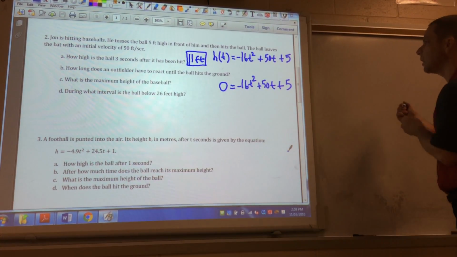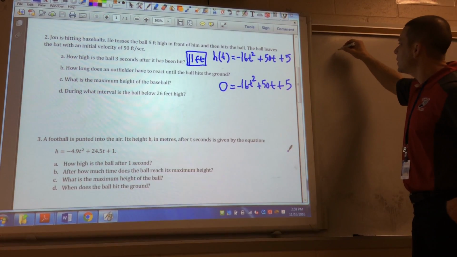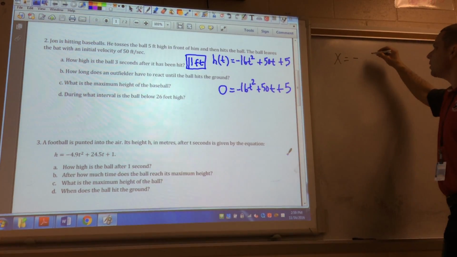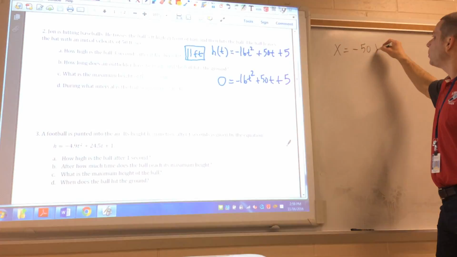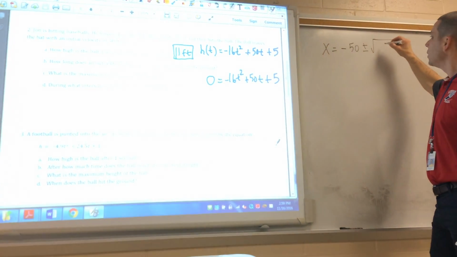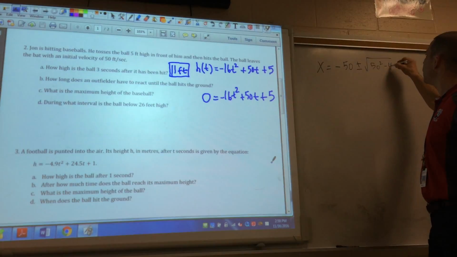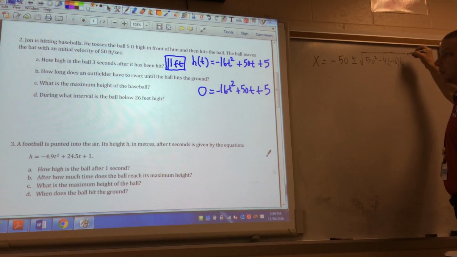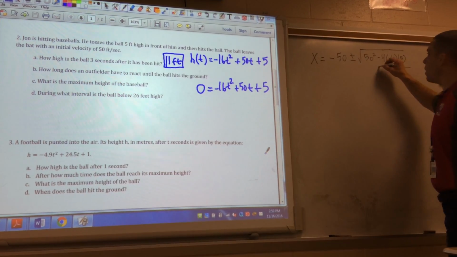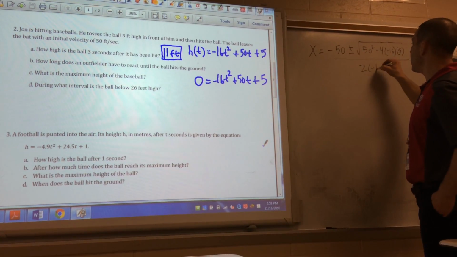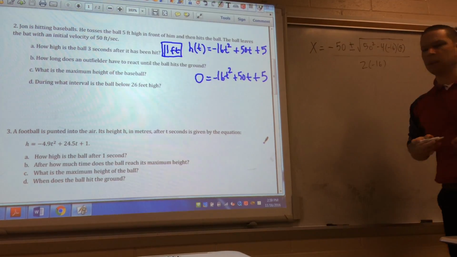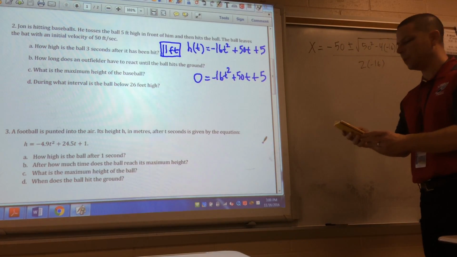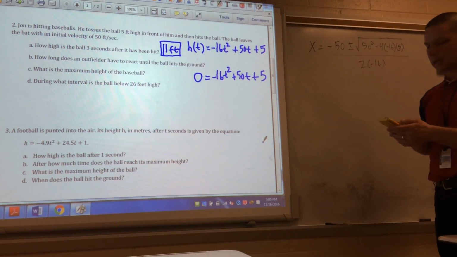Quadratic formula. So I'll work that out over here. X or t, I'm going to use x equals negative, what's our b value? 50 plus or minus the square root of b squared minus 4 times a times c all over 2a. All right, and I'm going to let my handy multi-view work that out for me so that we can quickly change to the negative case as well.